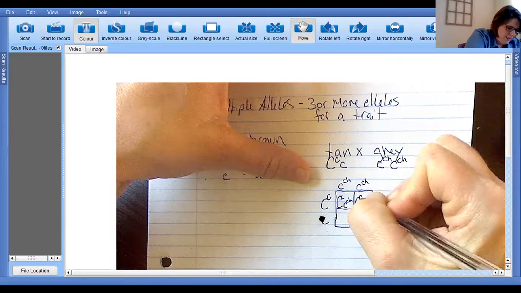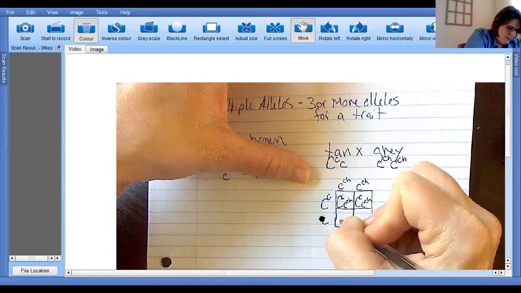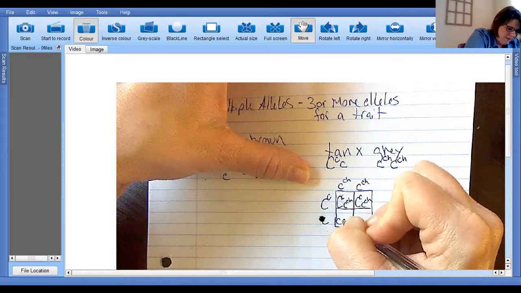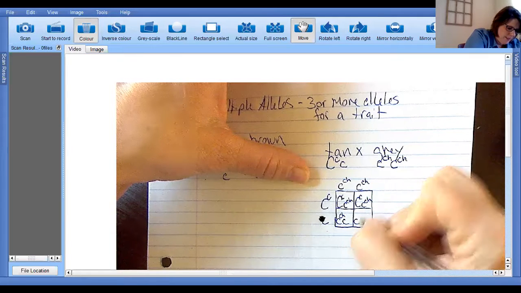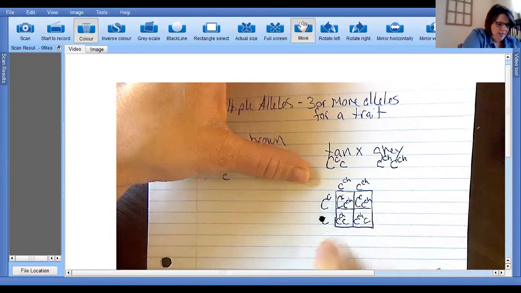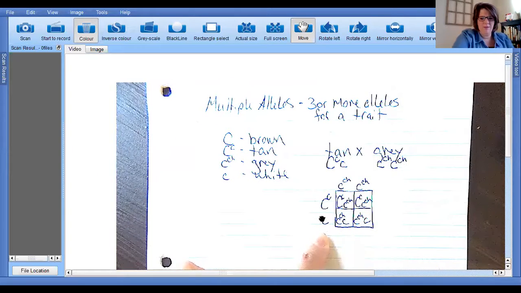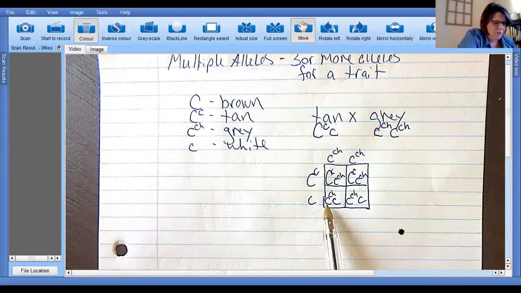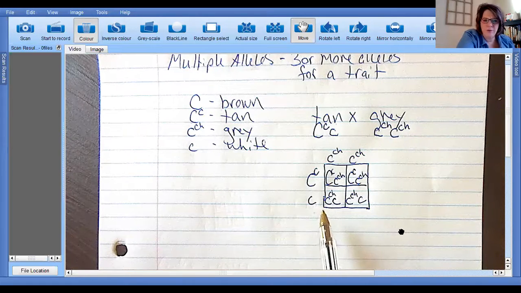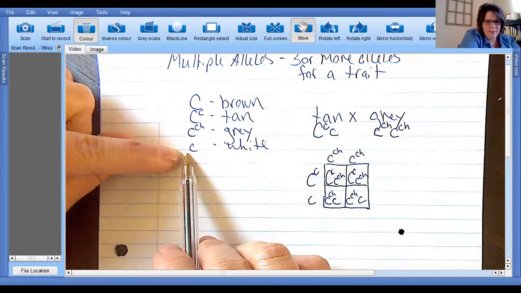Big C, C, little c, CH. Little c, CH, and little c, CH, and little c. The reason why I put the little c, CH first, you guys can zoom in a little bit, is because you always want to put the more dominant trait first. And so this trait is more dominant than the recessive white, if that makes sense.